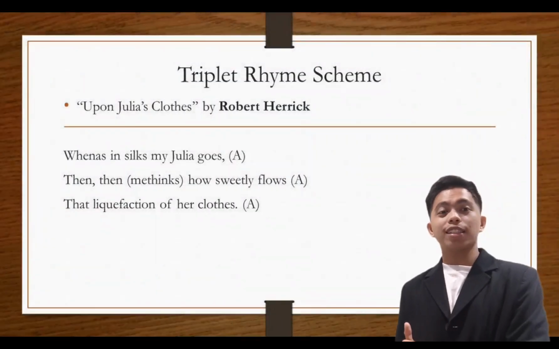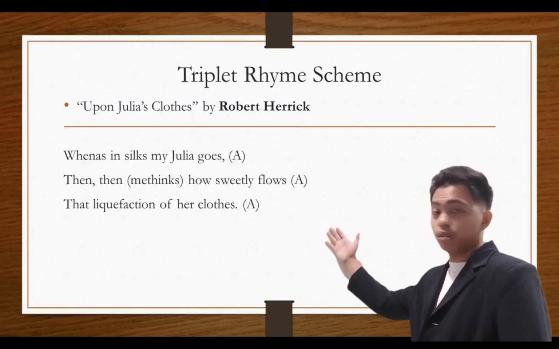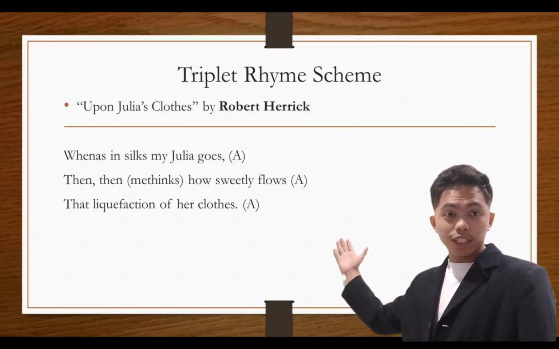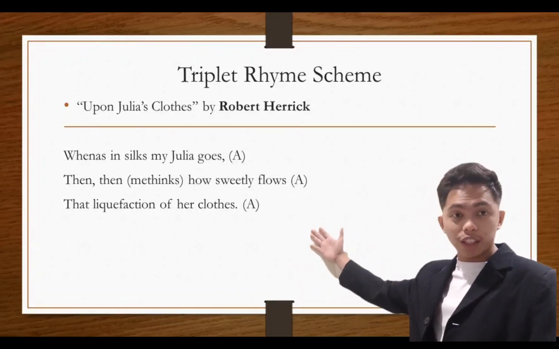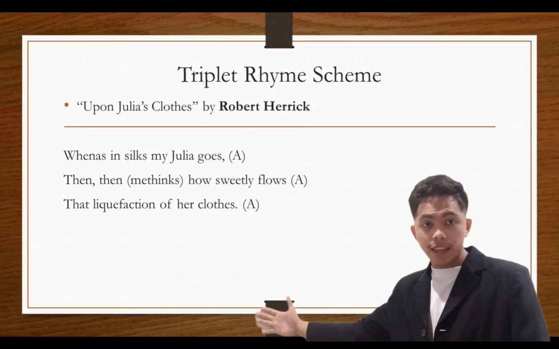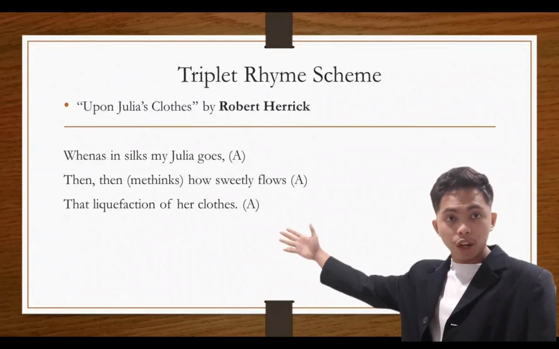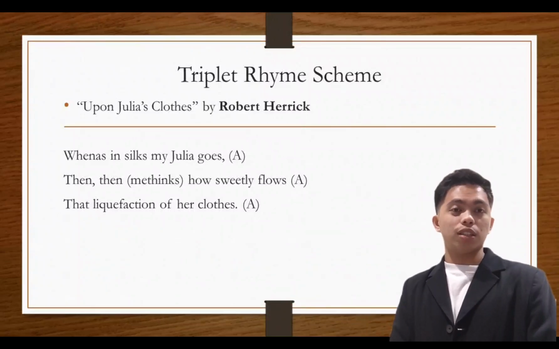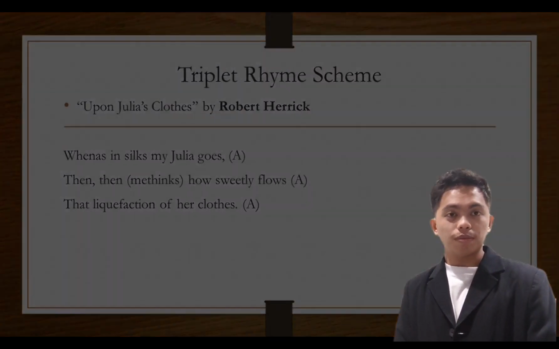Okay, class. So, the next example is a poetry entitled Upon Julia's Clothes by Robert Herrick. So, this type of poetry uses a triplet rhyming scheme. It is very obvious that it uses the pattern of A, A, and A, or triple A. So this poetry uses the words goes, flows, and clothes, which rhyme with each other. So that's the poetry that uses triplet rhyming schemes.